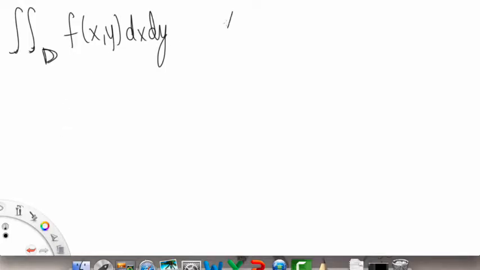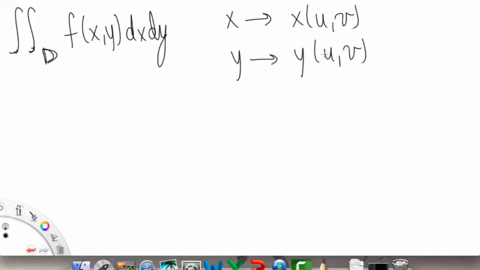Now x we can think of as in terms of u and v, remember? And y is the same thing. It's determined by u and v, a function of u and v. And then we have to figure out our dA. Our dx dy is the same thing as dA, right?